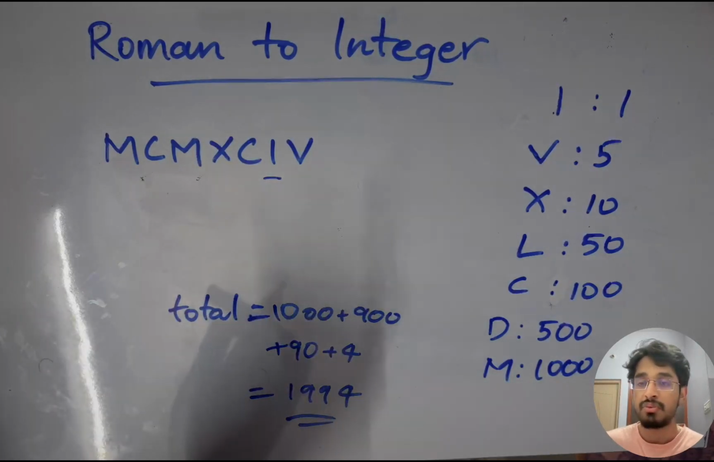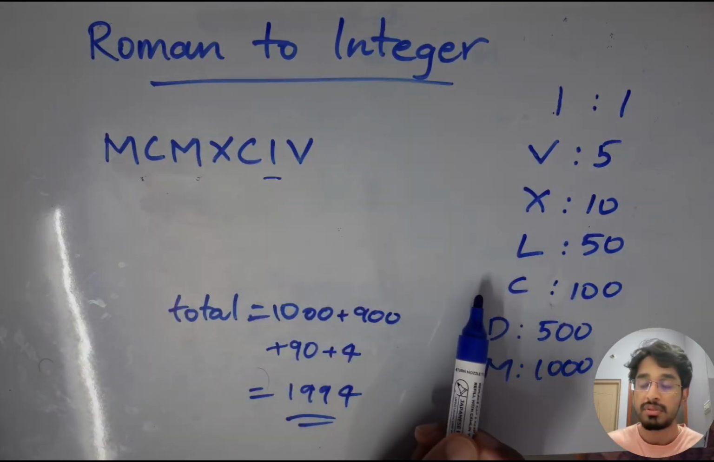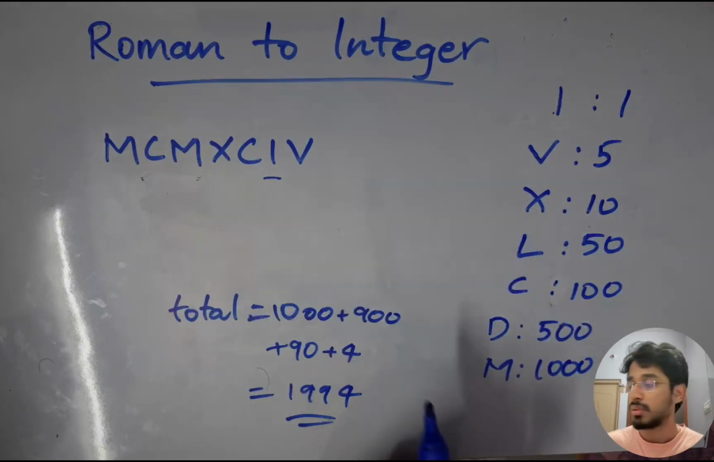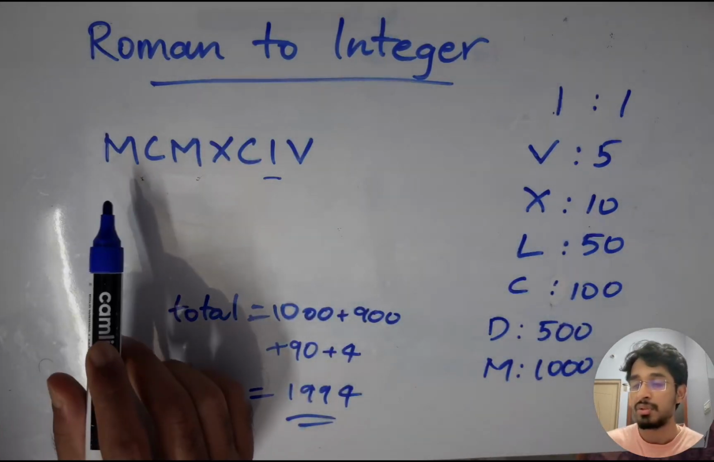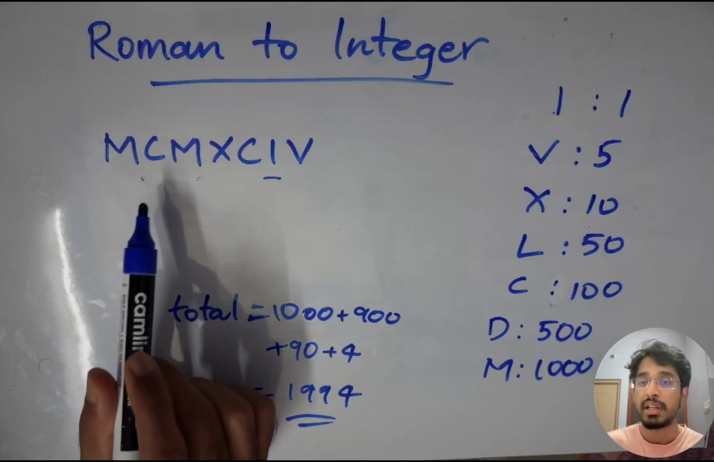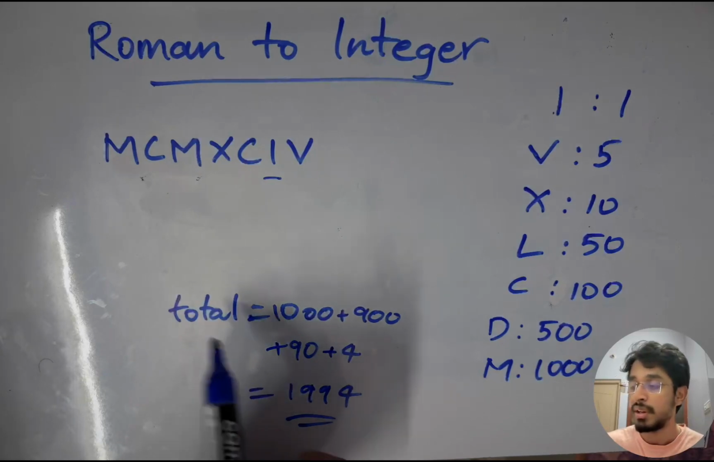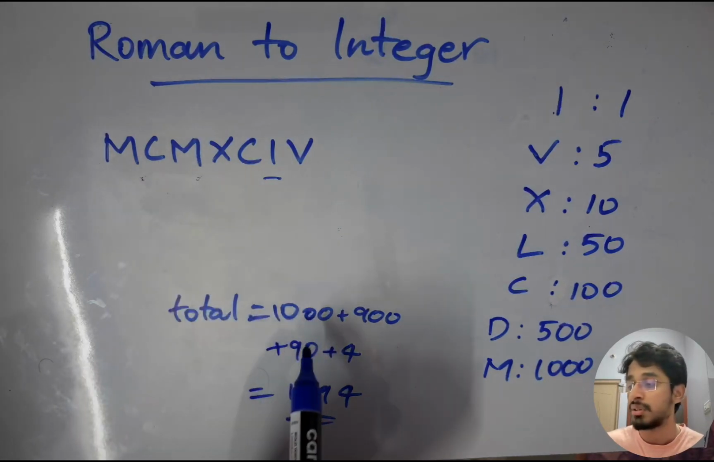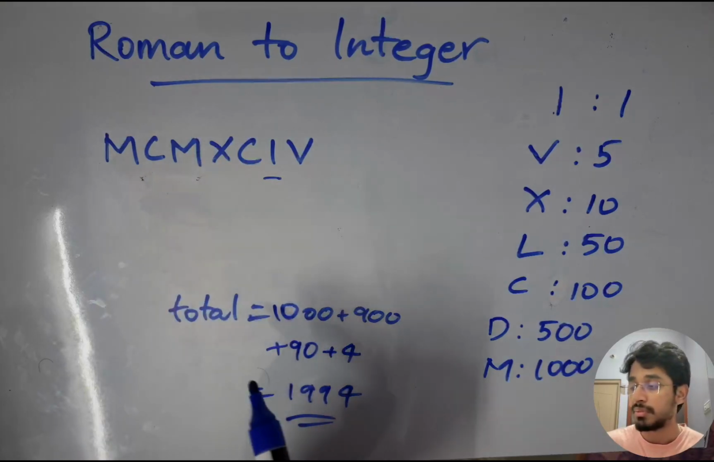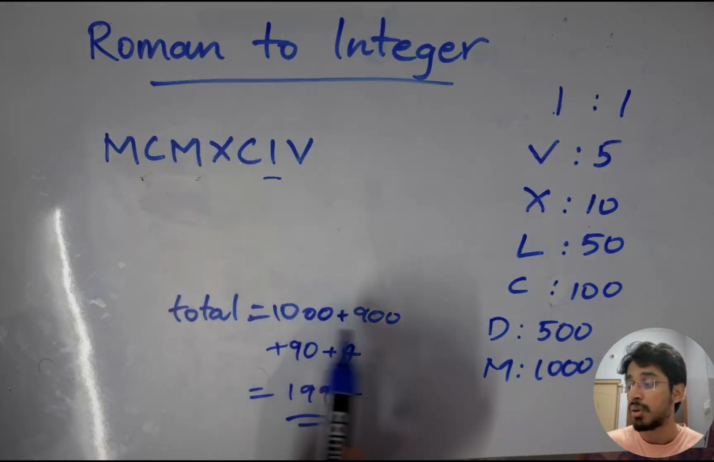Let me just repeat. First thing is we need to create a map, which will store the Roman value to the integer value of that. Once we do that, we check the immediate next value and check if it is greater than the previous value, then we subtract that and add that to the total. If not, we just add the value directly, just as we did for MCM over here. Finally we add all of the total and return this as the answer.